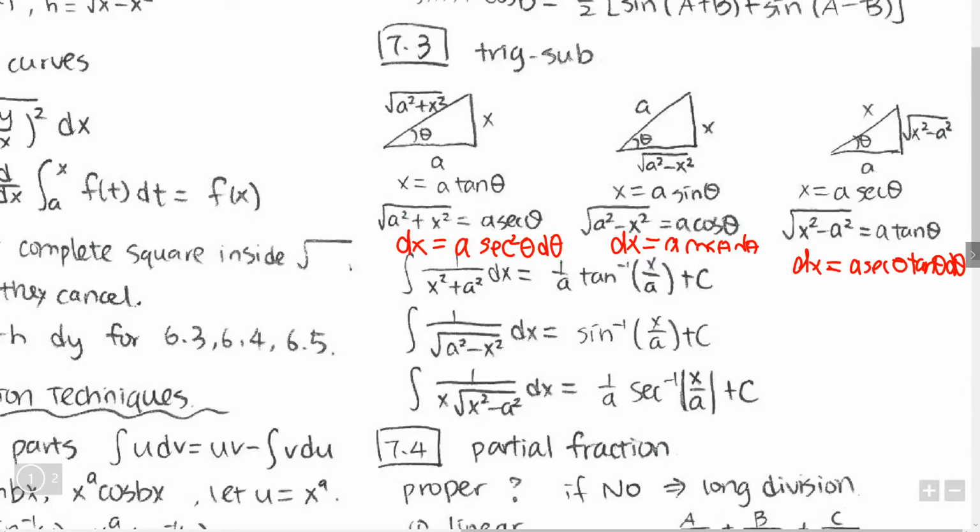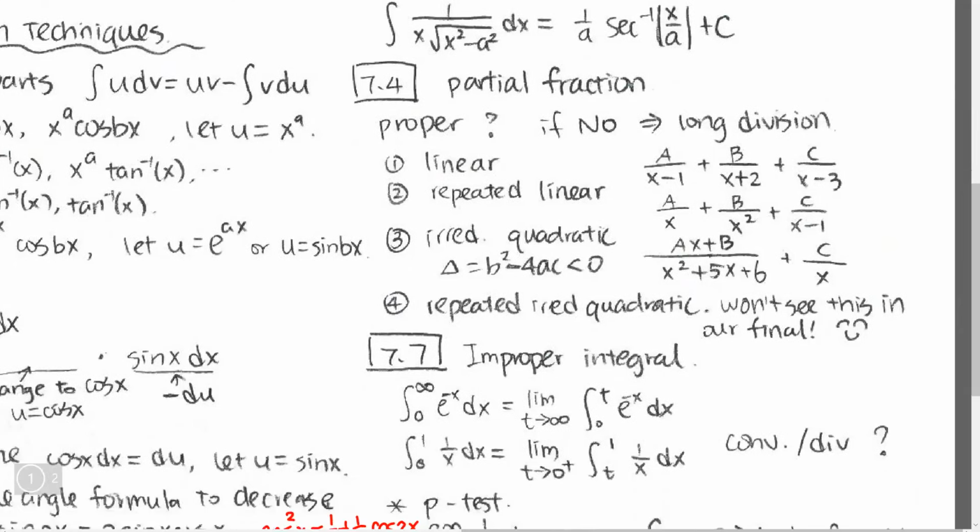So please be careful. Don't forget your baby, the dx and the d theta, okay? Your dx is not only just d theta. It could be a secant squared d theta, it could be a cosine d theta, it could be a secant tangent d theta. So that's why you don't forget your baby. If you forget your baby here, you have the wrong integral and then you cannot continue.